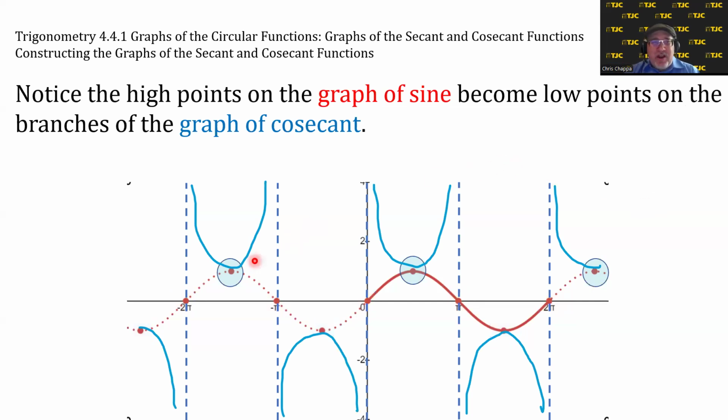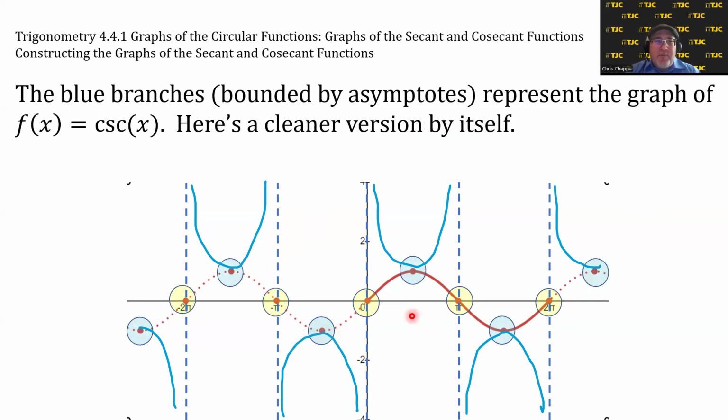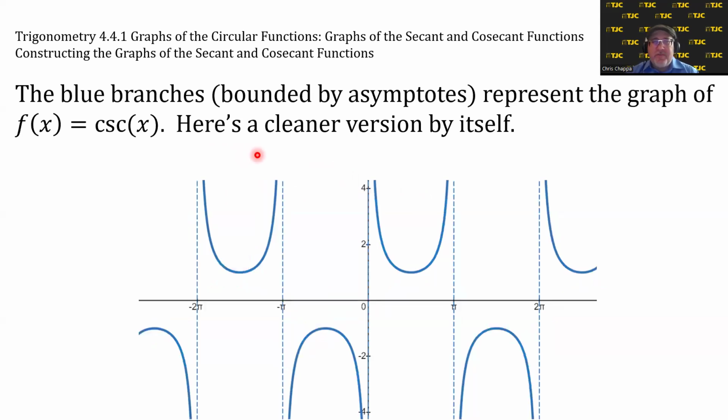Notice the high points on the graph of sine become low points on the graph of cosecant, and vice versa. The low points on the graph of sine become high points on the graph of cosecant. The blue branches bounded by asymptotes represent the graph of f of x equals cosecant of x. Here's a cleaner version by itself without the graph of sine. And there's the graph of cosecant.